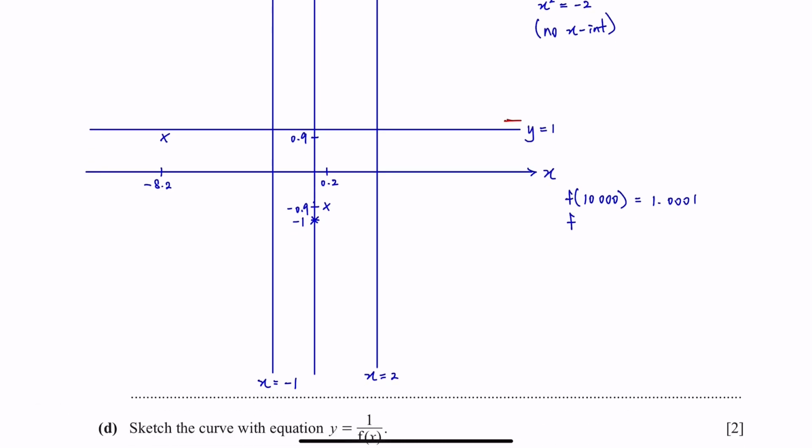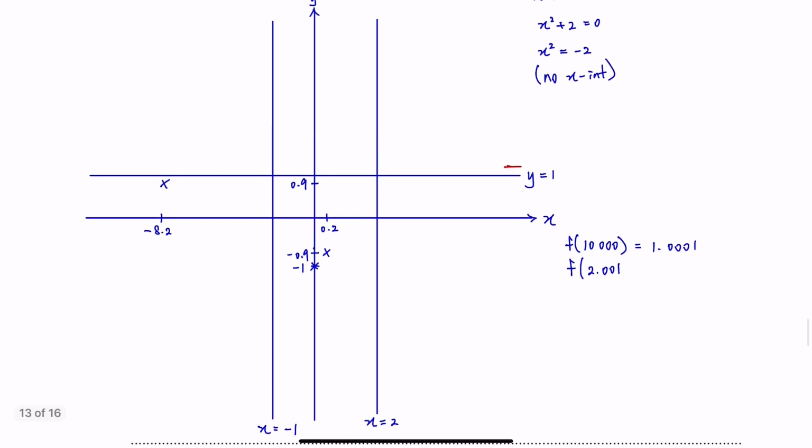Second, let's sub x as 2.001 so we can know how the graph looks when it's near this asymptote. So we get 2000, which is a large number. So the shape should be like this.